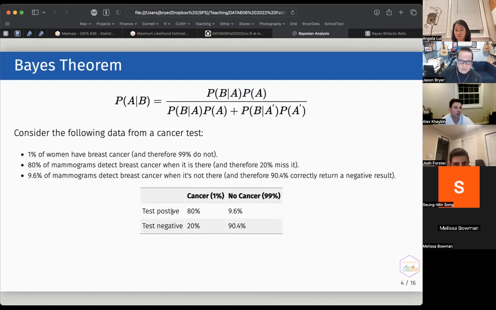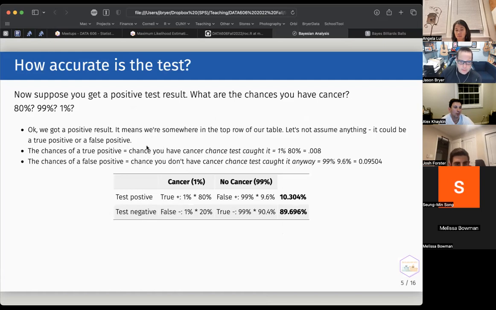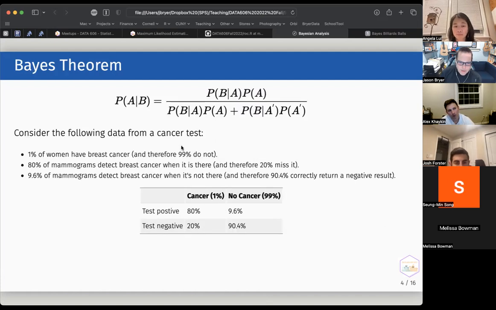And so we need to consider all the scenarios. This is where, right, what we're saying is we want to predict the probability of cancer given a positive test, using the probability of a positive cancer test given there is cancer, right?